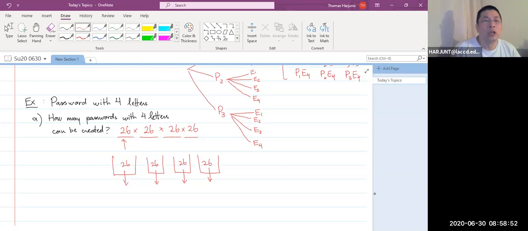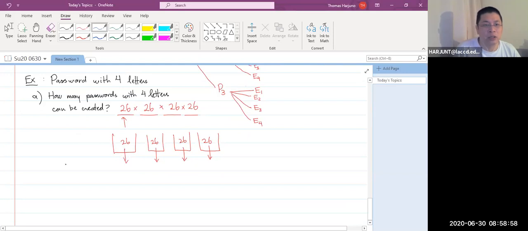Now if I ask you this kind of question in my test, I require you to answer this way. I need you to write it this way: 26 times 26 times 26 times 26. Or if you happen to see it in advance, you can write 26 to the fourth first, and then you write the answer from the calculator. I don't want you to give me the answer from the calculator right away.